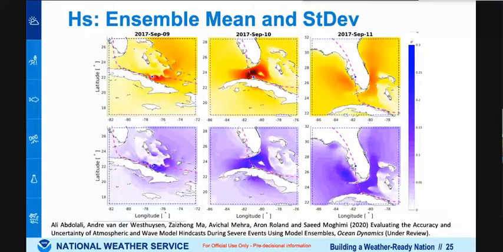So in this plot, that's the same story. The upper plots are the significant wave height, the mean of the ensembles, and then the lower panels are the standard deviation. So these are very useful for uncertainty analysis. And then we use the ensemble modeling to evaluate what error propagated from the upstream model to the downstream model.